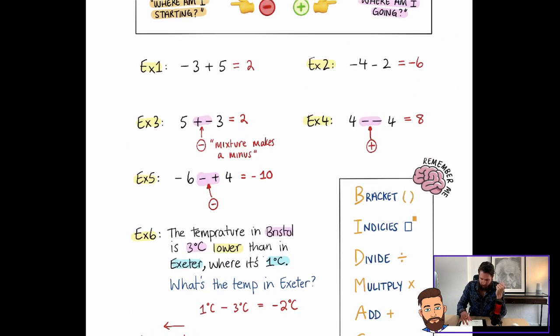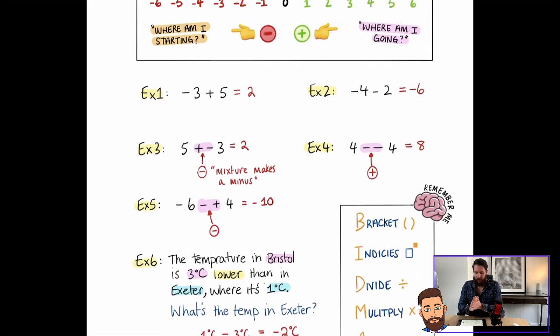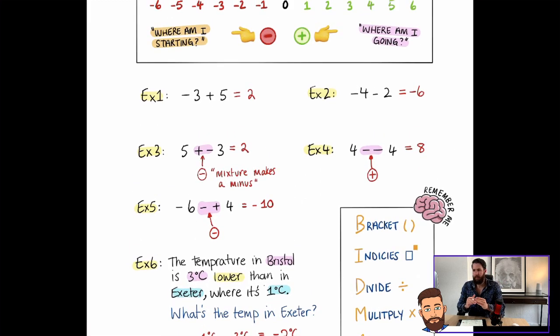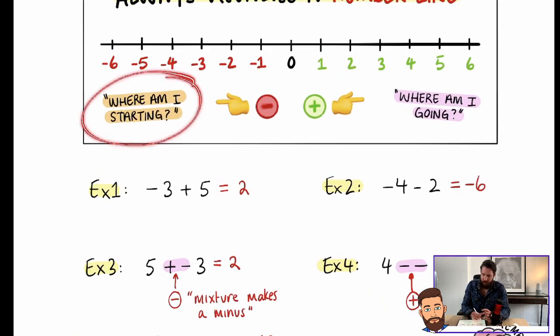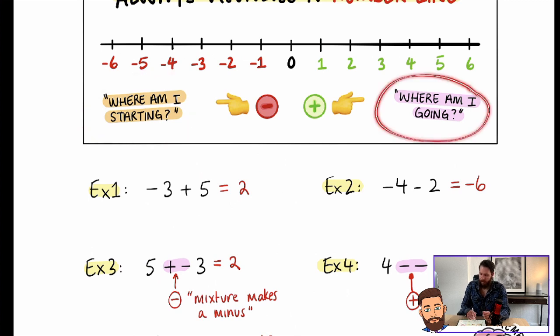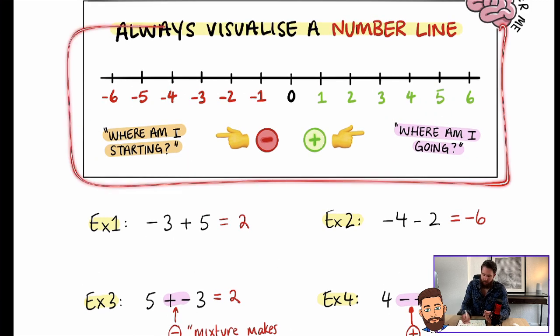So the recap there. The best thing that you can do is visualize a number line, know that a mixture makes a minus, and two negatives make a positive, and then ask yourself these two questions. Where am I starting and where am I going? And you can use this as your guide.